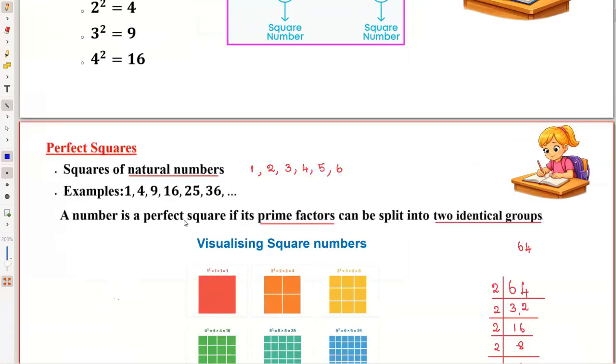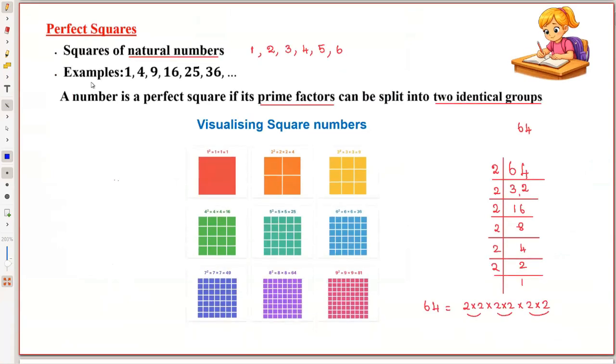Now next, perfect square number. What is a perfect square number? The square of natural numbers is called a perfect square number. Natural numbers means 1, 2, 3, 4, 5. If you take the square of natural numbers, you will get a perfect square number. 1 square is 1, 2 square is 4, 3 square 9, 4 square 16, 5 square 25, 6 square 36. These all are perfect square numbers.